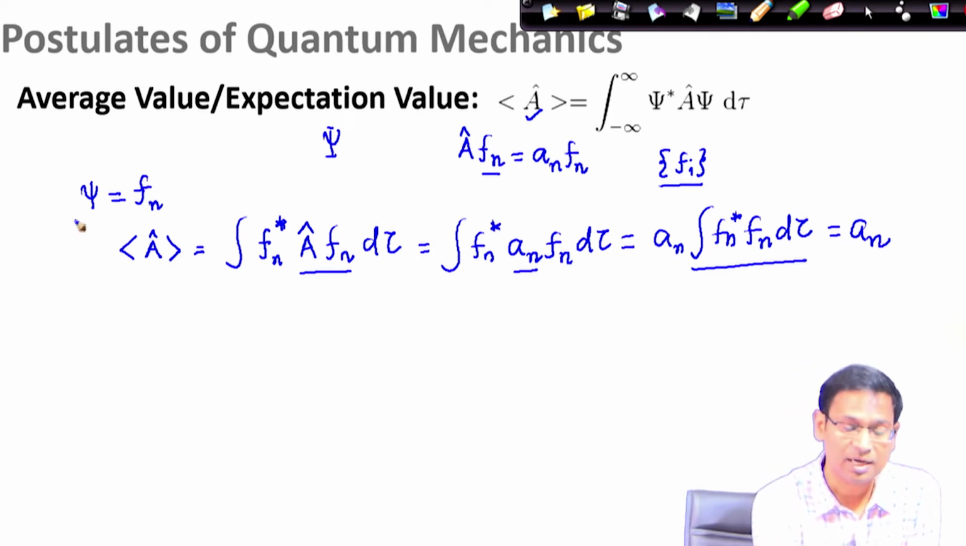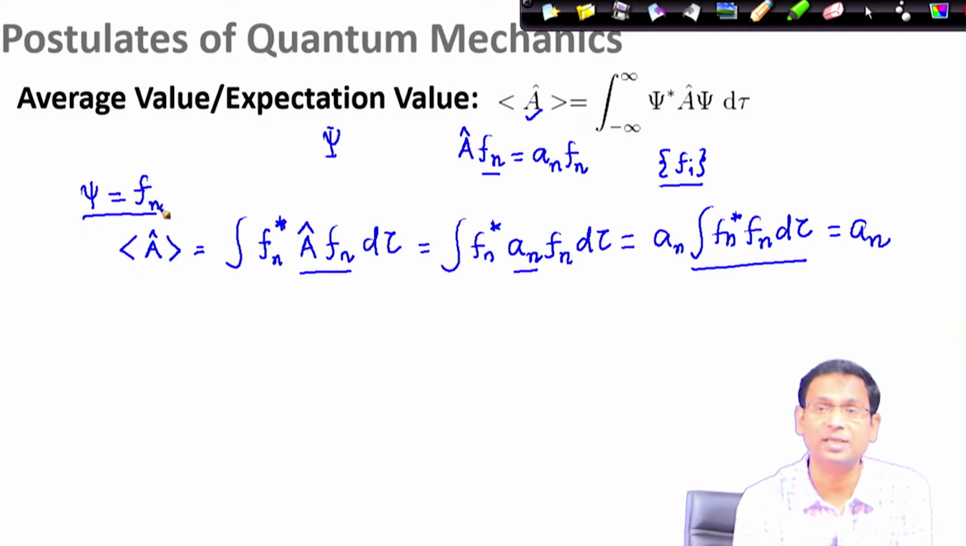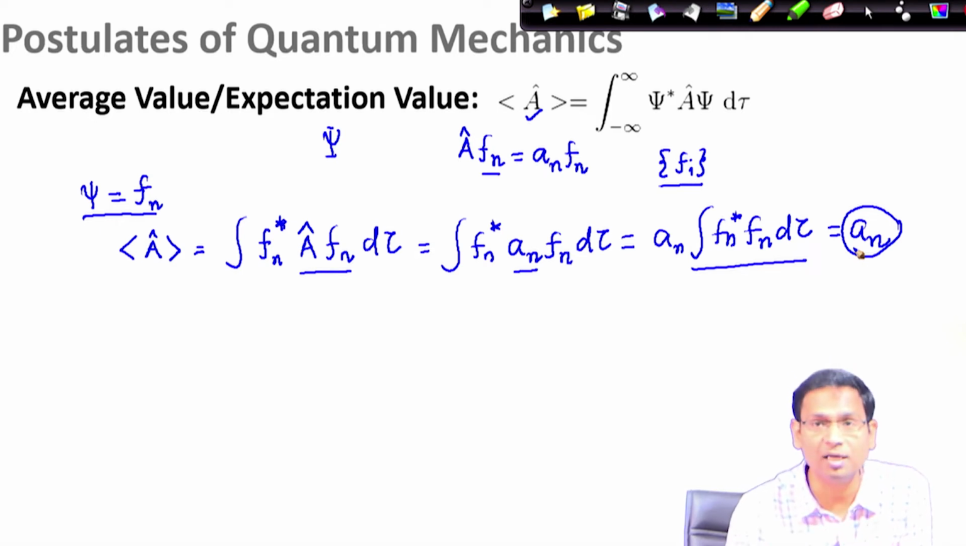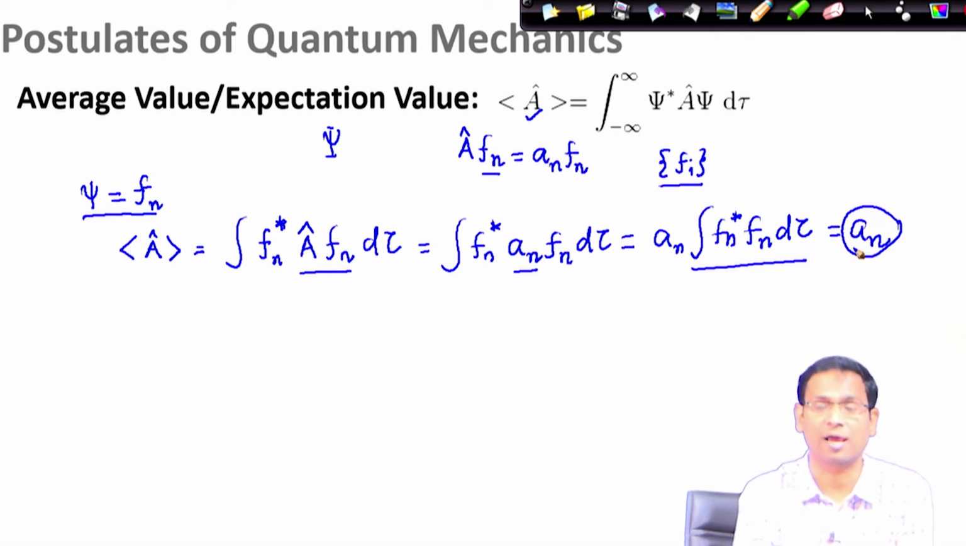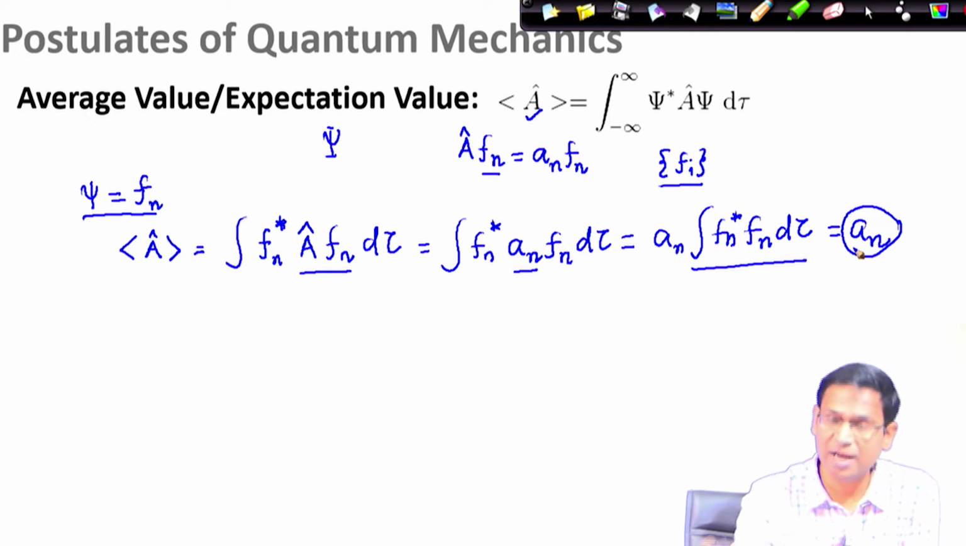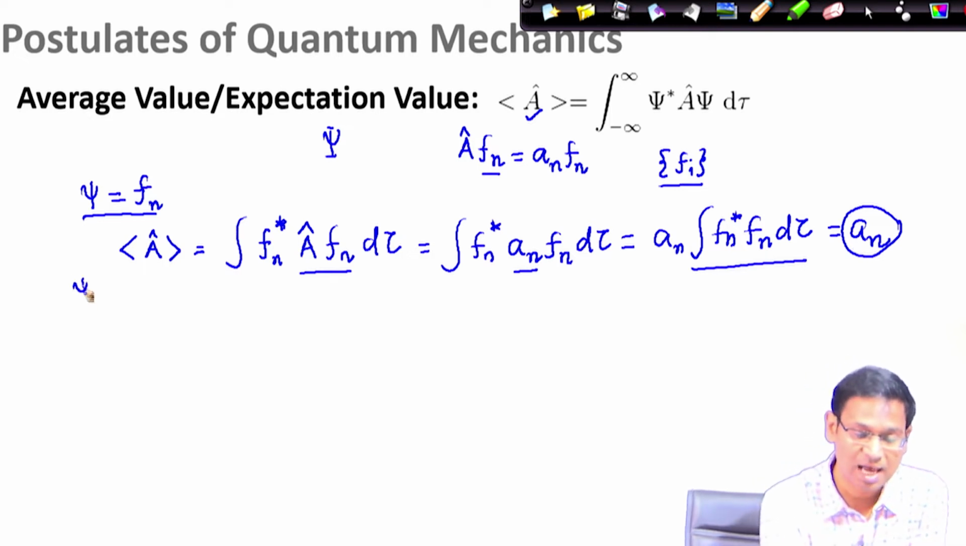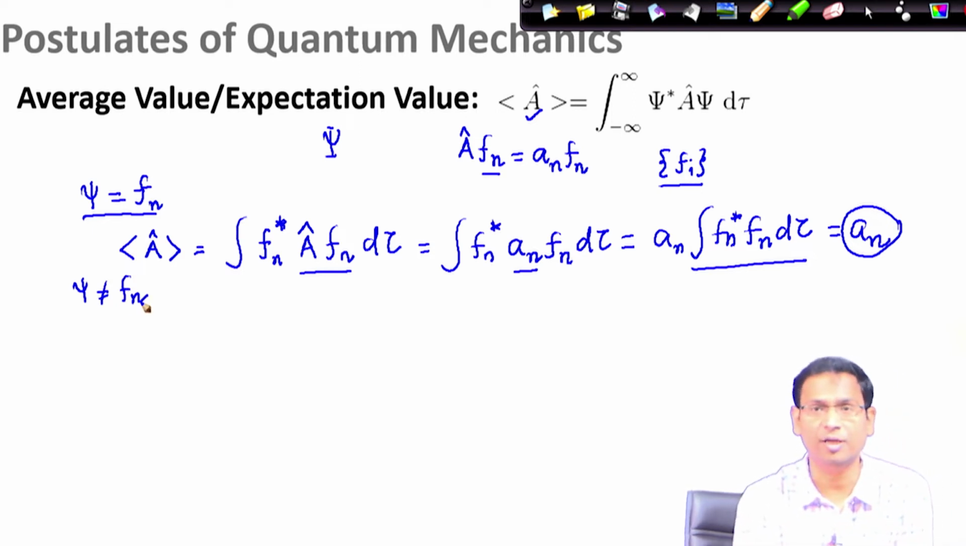So, what does this exercise tell me? This tells me that if the state of the system is defined by an eigenfunction of this operator, then the average value of this operator is a n and only a n. And what is a n? a n is the eigenvalue corresponding to the eigenfunction f n. We will compare this result with another case where psi is not any eigenfunction f n, psi is any other arbitrary function.